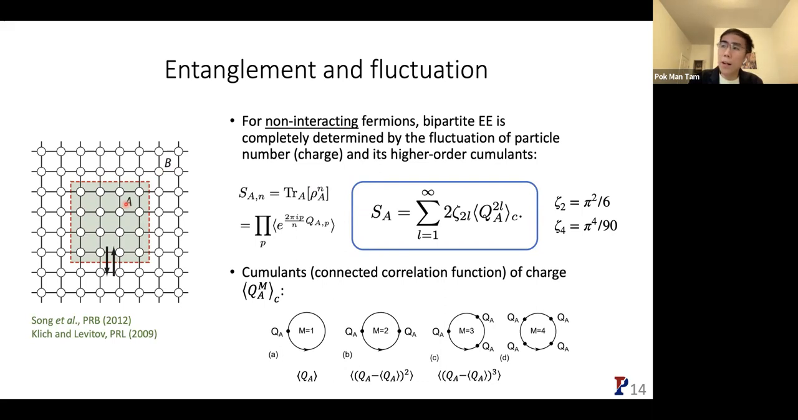Actually, you have to involve the full counting statistics. Namely, you have to use not just, say, Q squared, the variance of the fluctuation. You also have to use higher order cumulants. But as long as you know all of them, then you can add them up in this way.